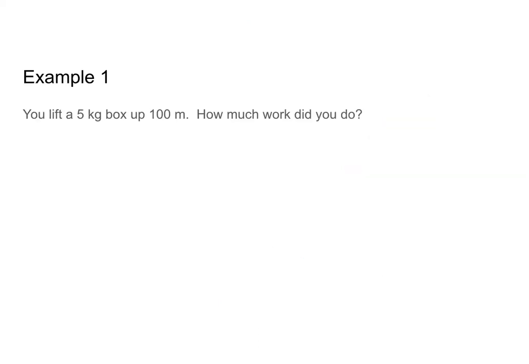So let's go ahead and look at an example problem. You lift a 5 kilogram box up 100 meters. How much work did you do? So here is my box, which has a mass of 5 kilograms, and I'm going to lift it up 100 meters. To lift it up, the minimum force that I need to apply must be equal to and in the opposite direction of the force of gravity, or my mass times little g.